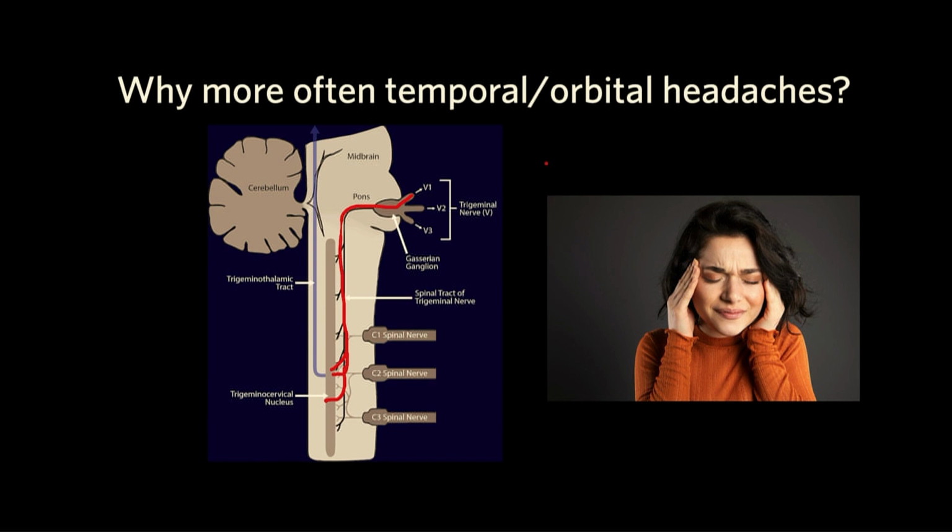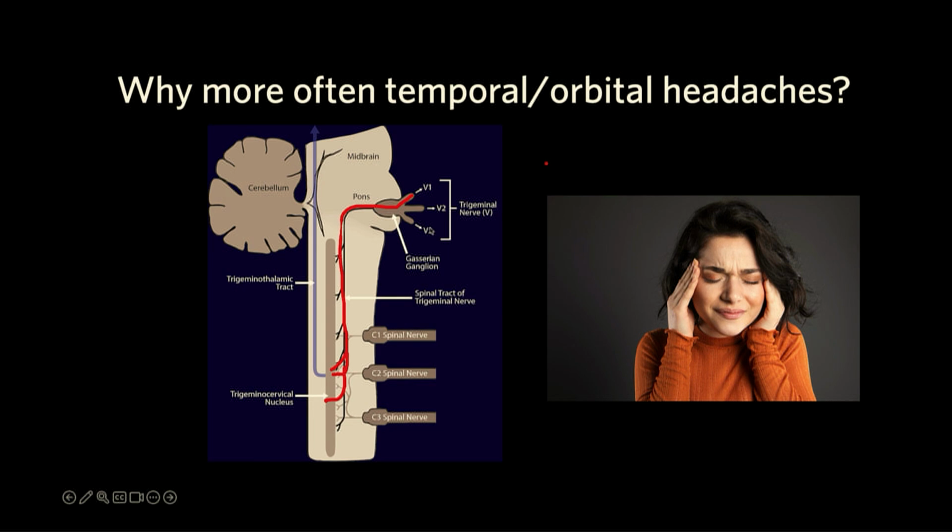So here's the question. Why are temporal or orbital headaches more common? When we talked about V1, V2, V3 in medical school, remember it was: this is the orbital division, this is the maxillary division, and this is the mandibular division. The trigeminal nerve is all over the place, and I'm going to show you.